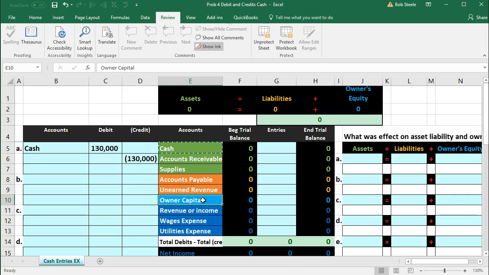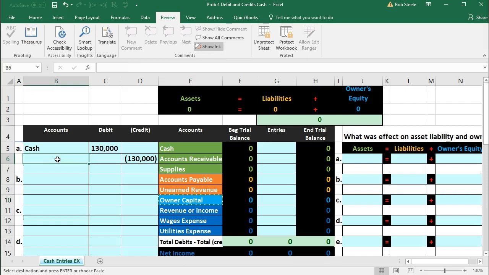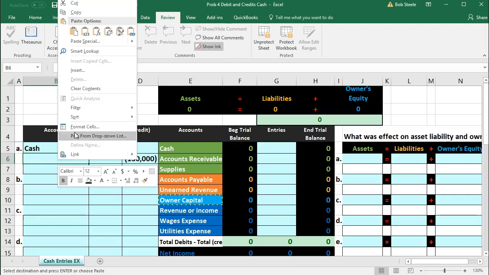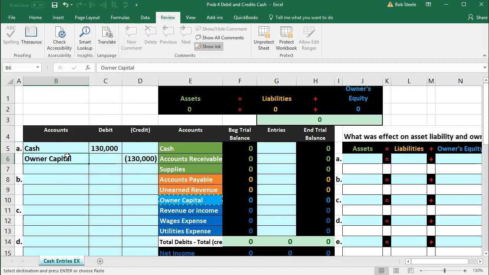Now, all I need to do is copy that. I'm going to right click and copy this. I'm going to put that in cell B6, right click and paste it. Once again, not the formatting, just the values. And again, we could type it in there, but I'm going to copy and paste it to practice the copying and pasting. Note that we already know it's going to be credited due to the debiting of cash. And that's the reason for always thinking about cash first, or at least one of the reasons.